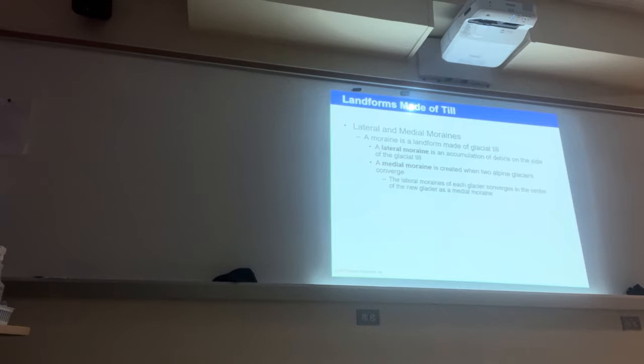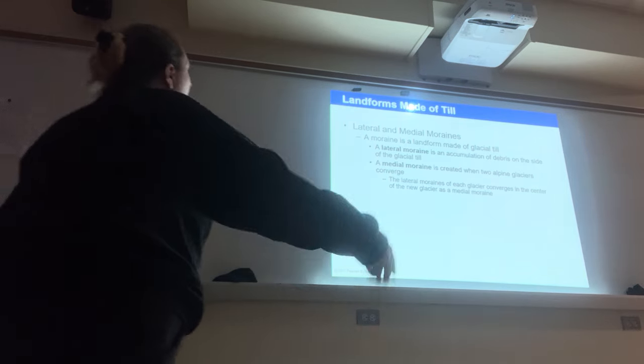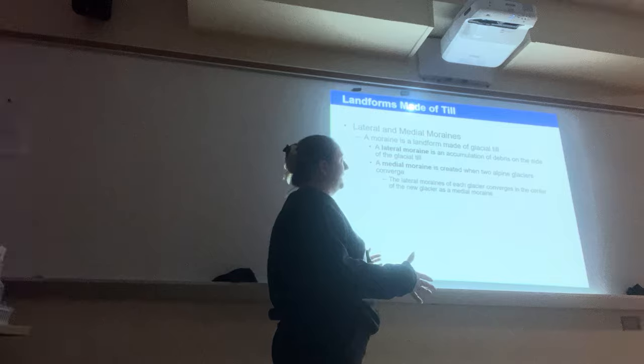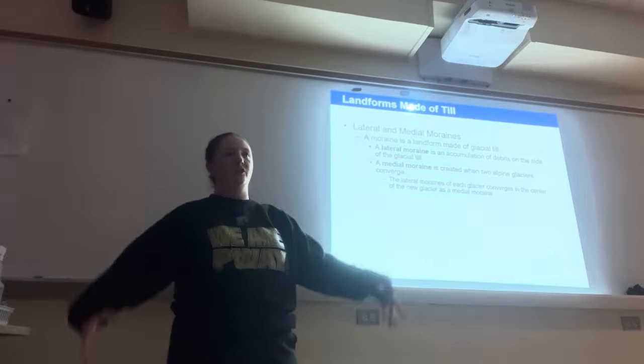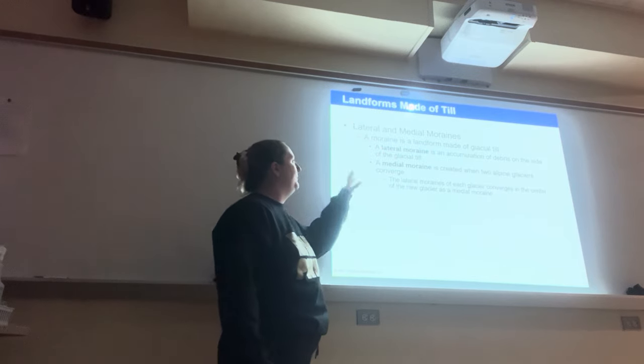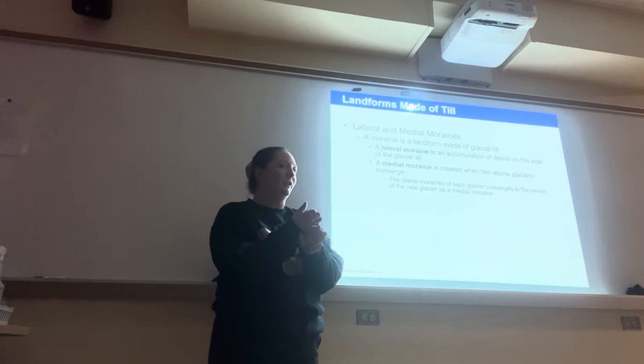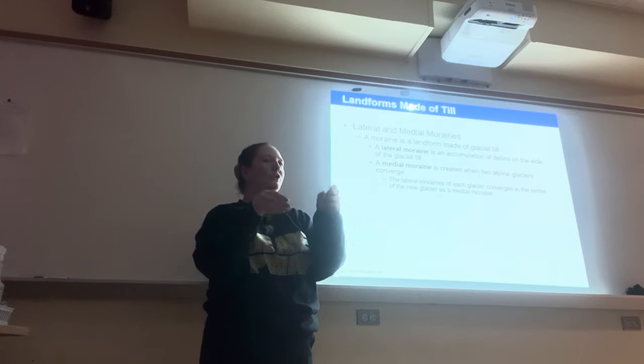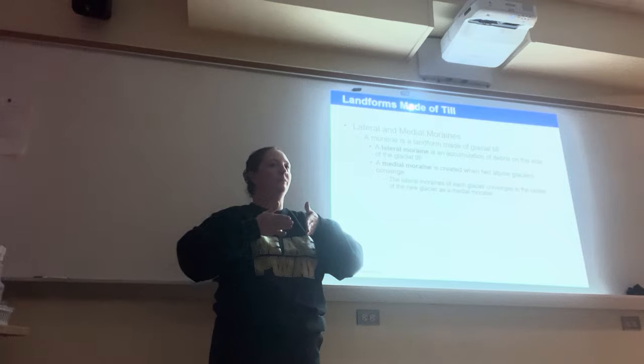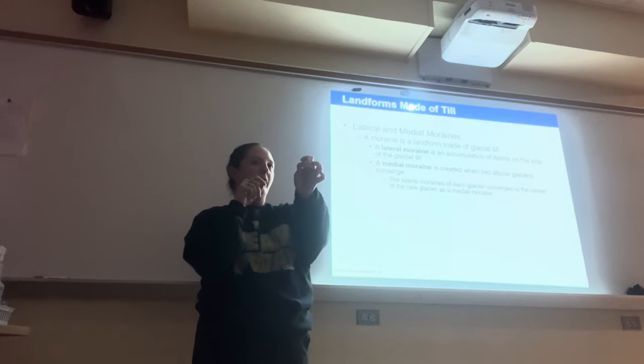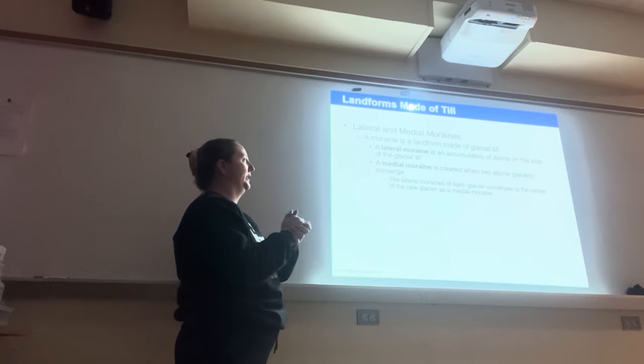All right, now we're going to talk about some of the landforms that are created by glacial till. The first are going to be moraines. So moraines are essentially just piles of glacial sediment, and there's a few different types. A lateral moraine is an accumulation of debris on the side of a glacier. That's what lateral means. A medial moraine is going to be in the middle of a glacier. So when two glaciers converge, what would have been their lateral moraines are going to combine into one medial moraine in the middle of those two glaciers.